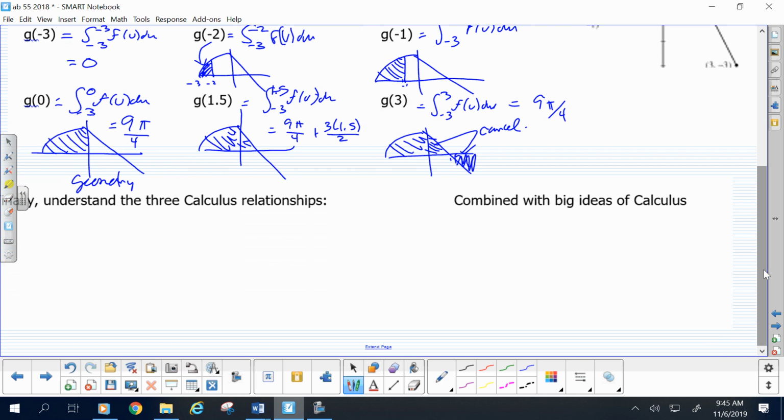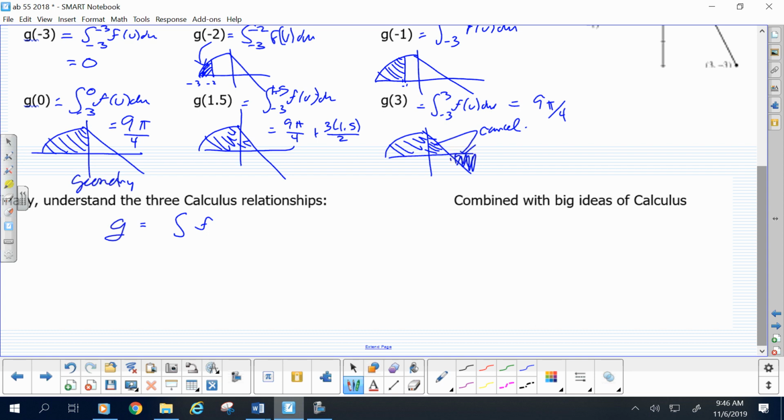There are 3 relationships between G and F. The first is the one that's given. I'm going to strip off the variables, the independent variables, U and X, and boil it down to just G is the area accumulated under F. That's given. Now let's go to some layers of calculus.